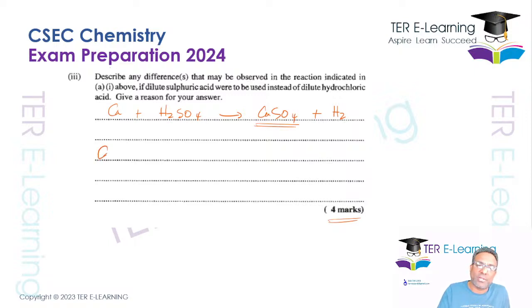So the calcium sulfate is insoluble. Calcium sulfate is insoluble. It coats the calcium and the reaction stops. If you've never seen this before, this is something that's there in the syllabus. It coats the calcium and the reaction stops.